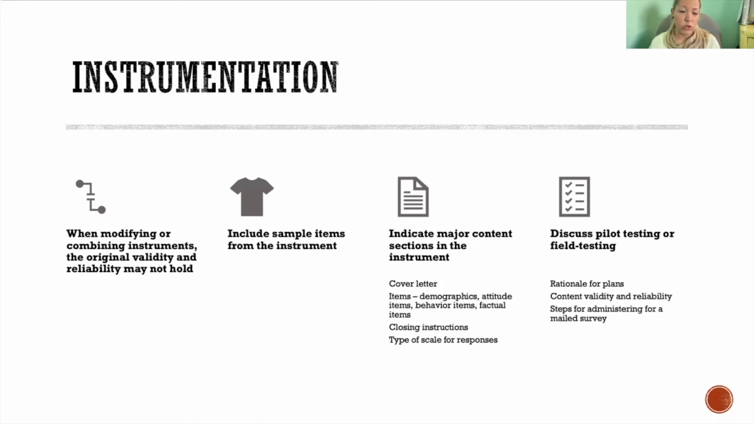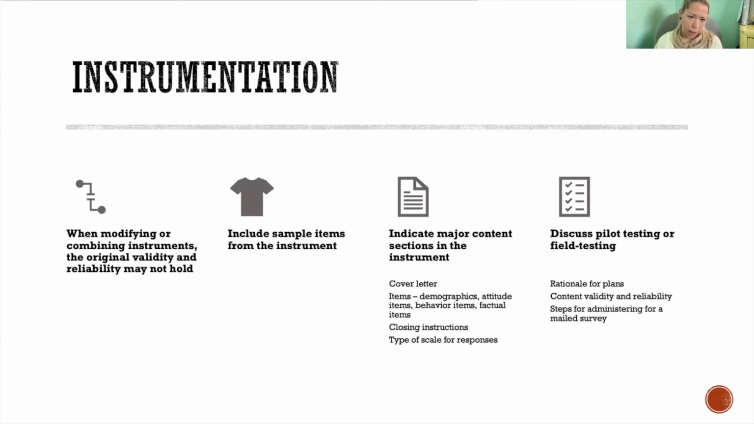If you change the instrument enough or change the population you're using the instrument with, then you might be at square one, the same as if you were developing your own instrument. So if you get to that point, then you may want to just develop your own instrument anyways, because you don't have the benefit of the past validity and reliability scores of that instrument.